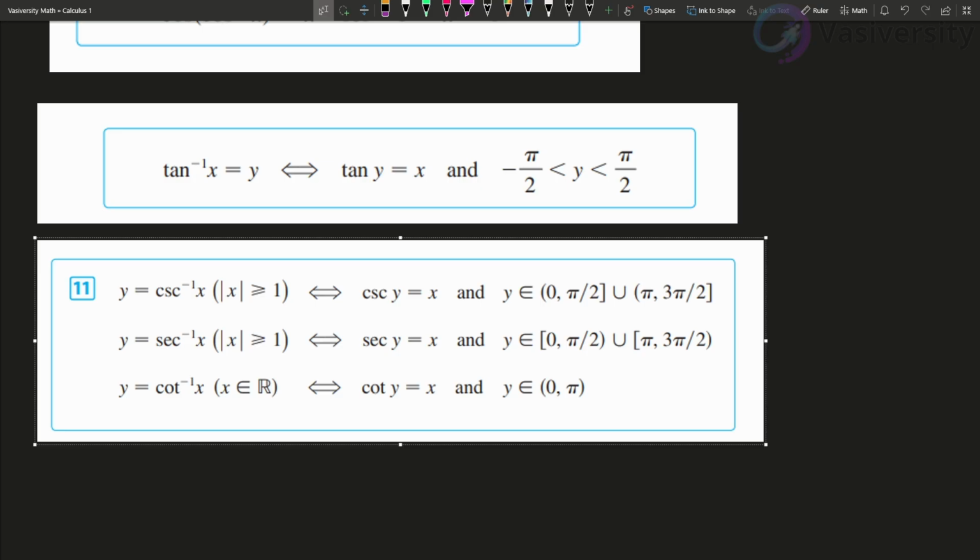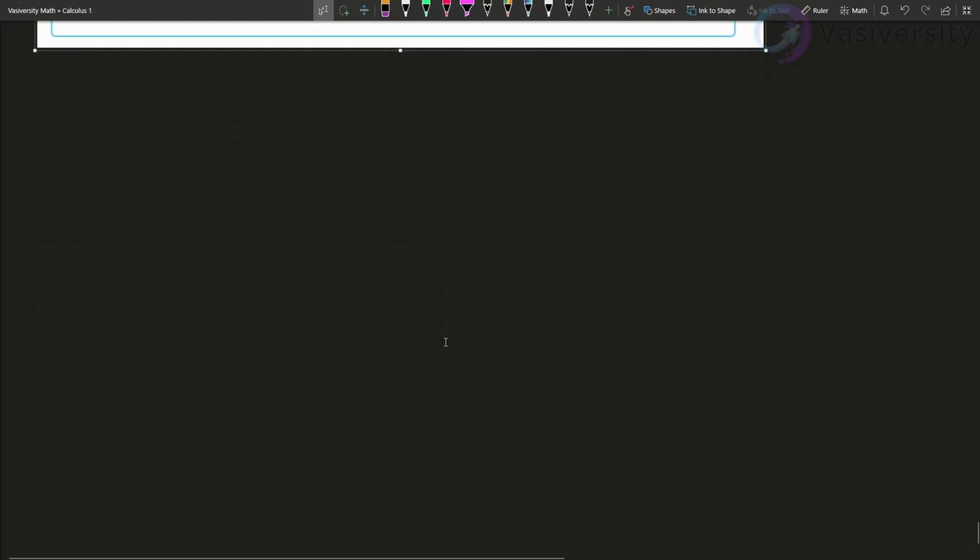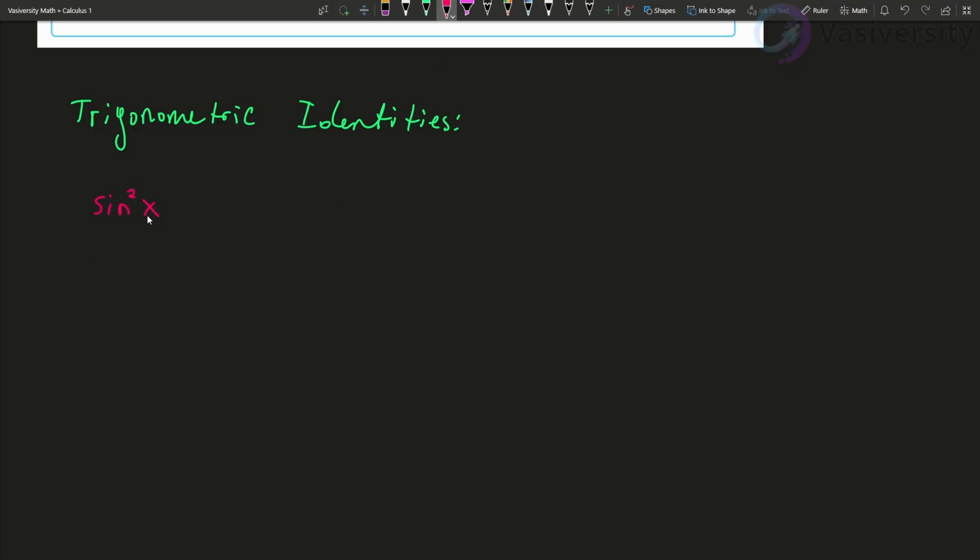So a few more things to add on this are, of course, the trigonometric identities. All right, so some of the most important trigonometric identities are the following. Sine square x plus cosine square x is equal to 1. Then we also have 1 plus tangent square x is equal to secant square x. Then 1 plus cotangent square x is equal to cosecant square x.